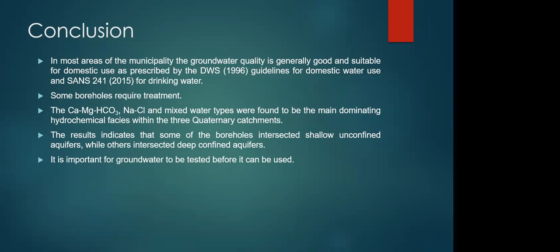So the dominating water types in this study area were found to be the calcium magnesium bicarbonate, the sodium chloride, and the mixed water type. So the calcium magnesium bicarbonate indicates that some boreholes intersected shallow unconfined aquifers, while those which have the sodium chloride water type intersected deep confined aquifers.